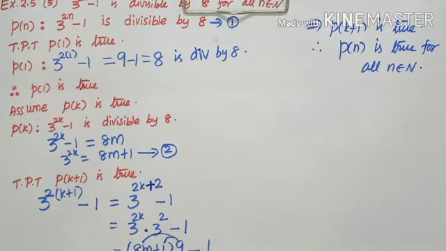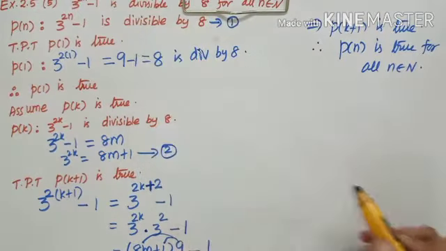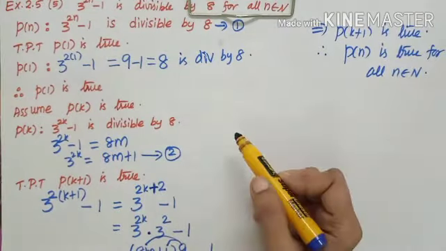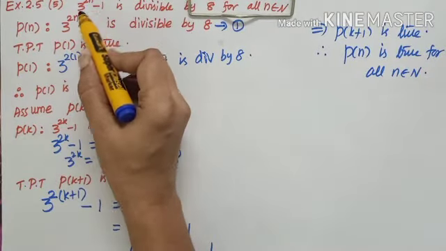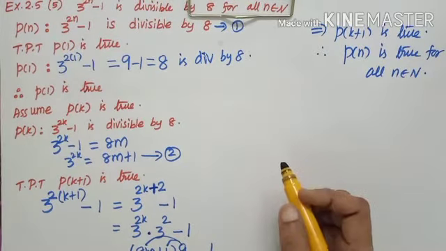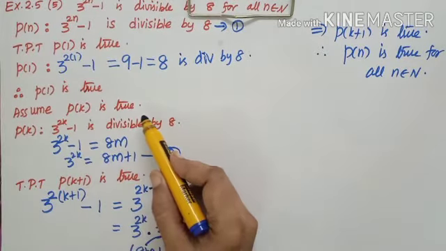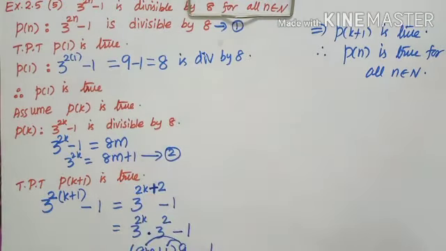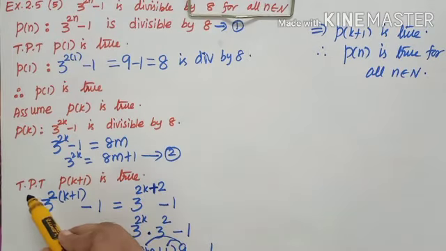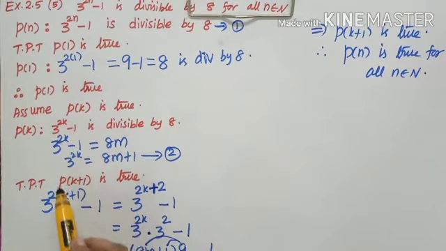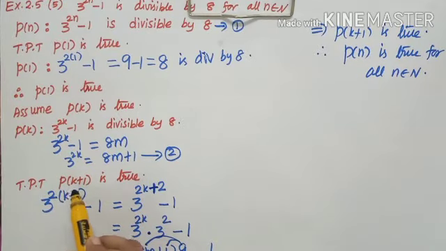We'll see the steps once again. Whenever it is given divisible, first step, P of n, no problem, copy as it is. P of 1, wherever n is coming, put 1. Check whether it is divisible by 8. Assume P of k is true. Copy the given question. Wherever n comes, put k. The next step, to prove that P of k plus 1 is true, the same thing we copy. In the place of k, we put k plus 1. Now multiply, 2k plus 2.